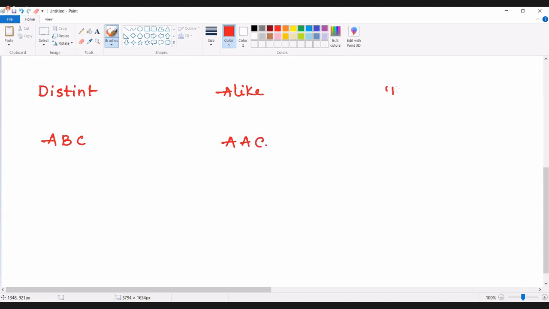Or sometimes you will have a condition where some of the elements are together. For example, rearrange the elements in the word ABC such that AB should be together. So in how many ways can we arrange? You can just observe this.